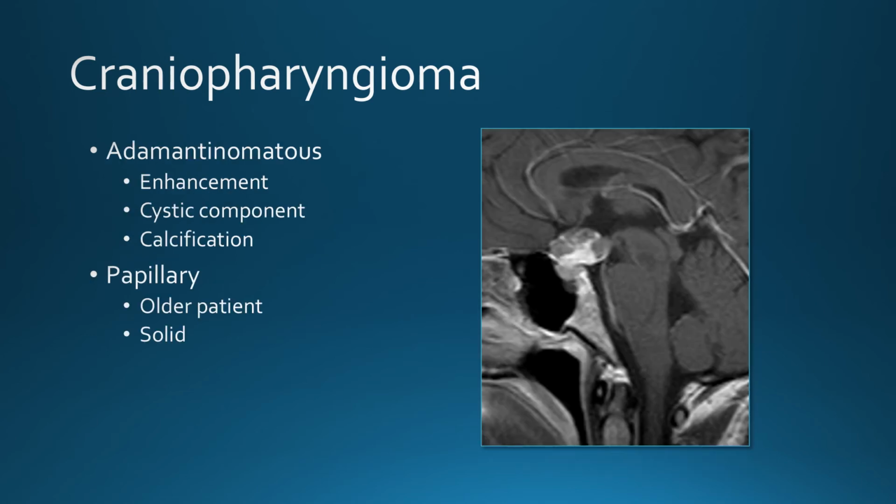There are two types of craniopharyngiomas. The most common is the adamantinomatous, and this is the classic type with an enhancing component, a cystic component, and calcification. The less common type is called papillary. Usually that's seen in the older patients, and it tends to be a more solid, less cystic appearing tumor. But the appearance overlaps, so even the papillary ones can have cystic components also. But the majority are adamantinomatous.